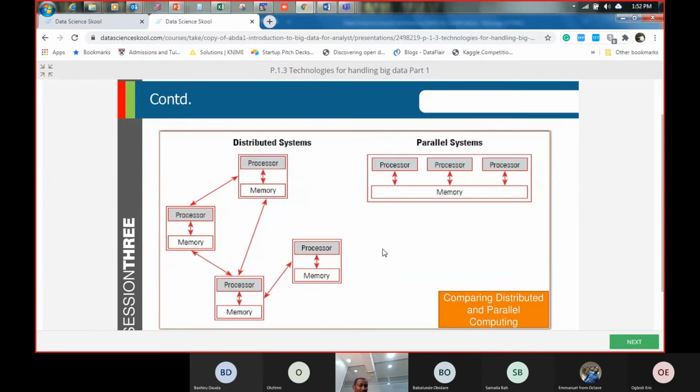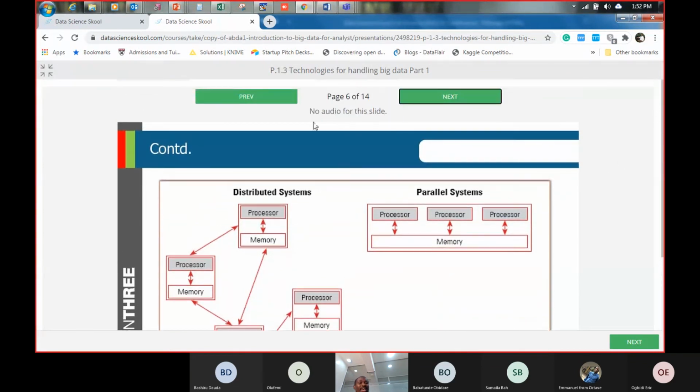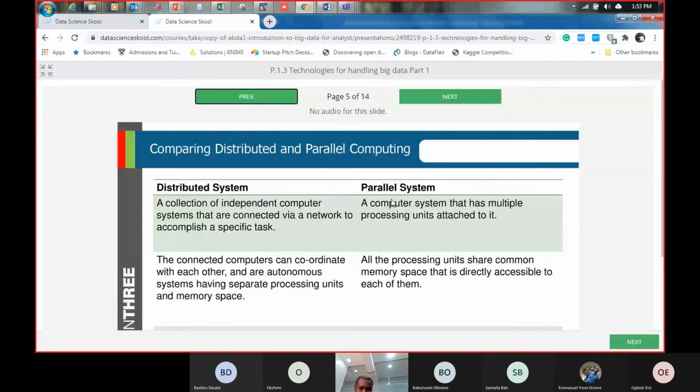But in parallel computing, you have multiple processors that are connected to a memory. For parallel processing, you only have more processing power, but it's still one single computer. So a parallel system has multiple processing units attached to the memory. All the processing units share common memory and they have direct access to the memory.